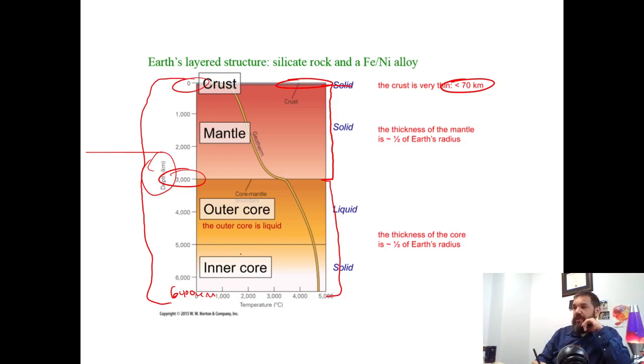Outer core is liquid, inner core is solid. Take a look at the temperatures here, okay? This yellow line here is called the geotherm. That is the temperature of the Earth as you go from the surface to the center. You'll notice that, of course, it starts off really low, at around 0 to 24 degrees Celsius.